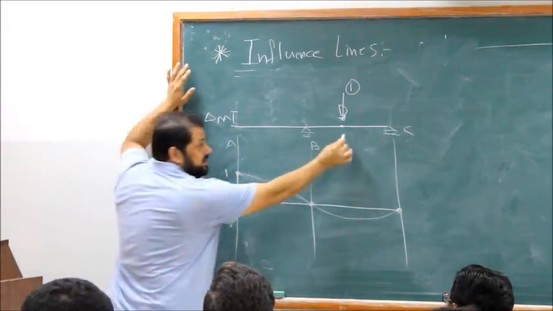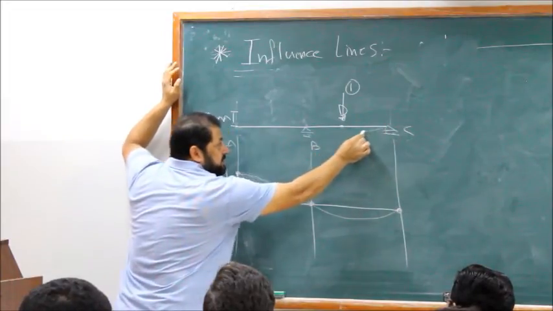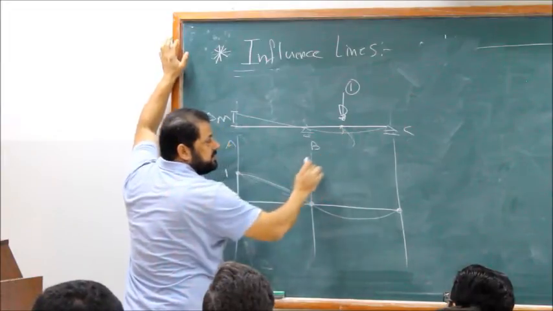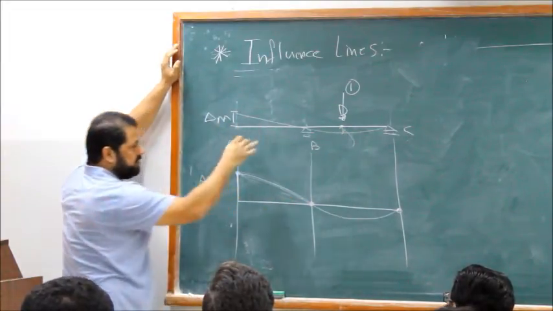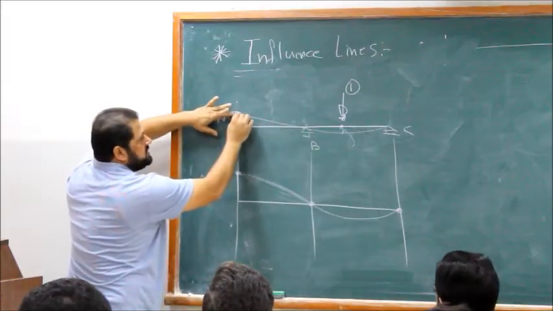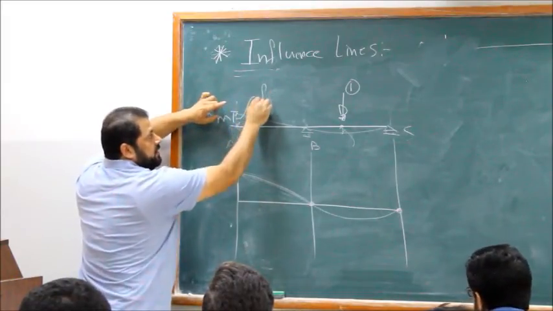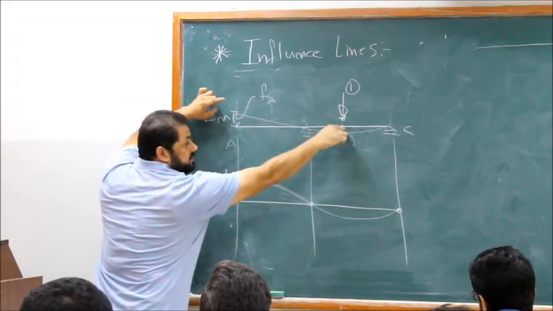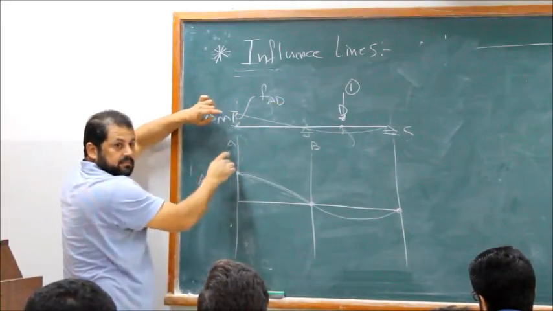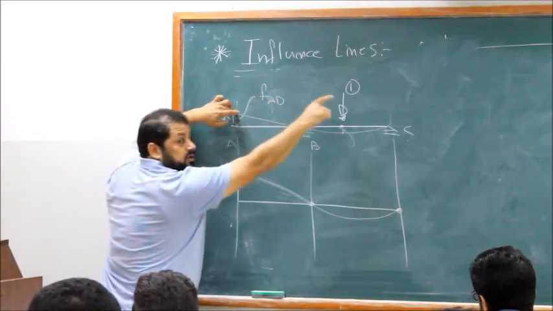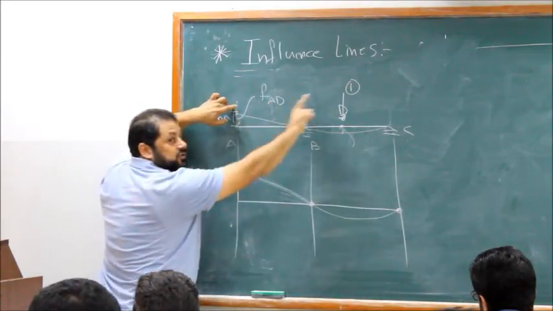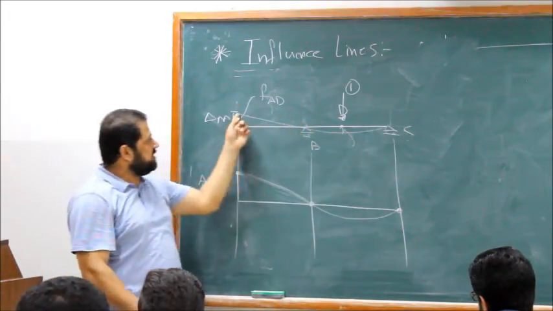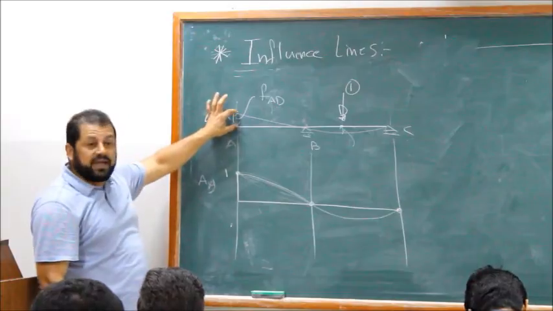So, due to the one here, what's the deflection? Forget it. What's due to the one here? This is FAD: the deflection at A due to a unit load at D. If the unit load is here, this is FAD.